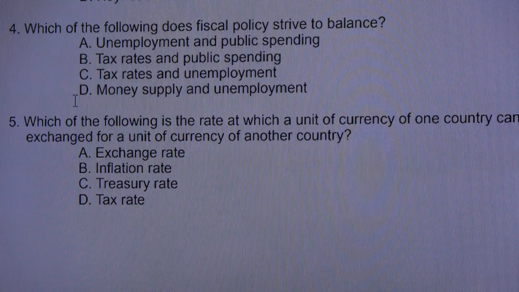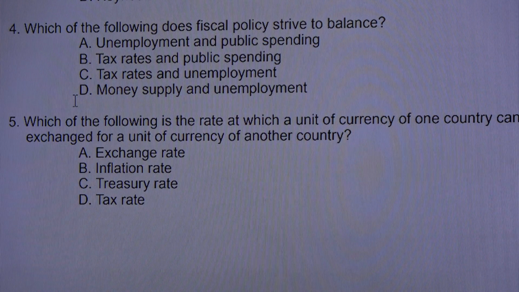Number four, which of the following does fiscal policy strive to balance? Fiscal policy is set by the government. So do they strive to balance unemployment and public spending, tax rates and public spending, tax rates and unemployment, or money supply and unemployment? It is tax rates and public spending. They strive to balance tax rates, how much taxes they charge, and public spending.